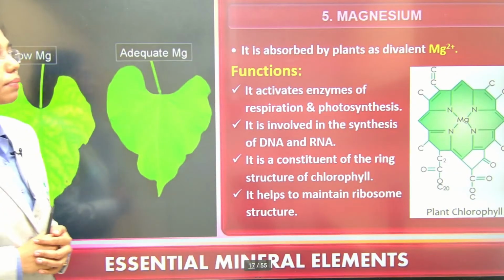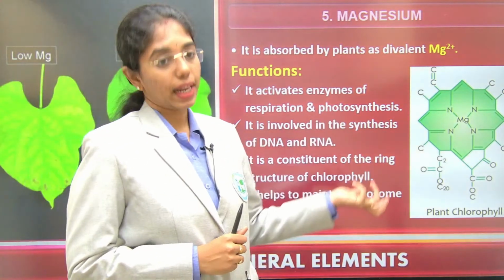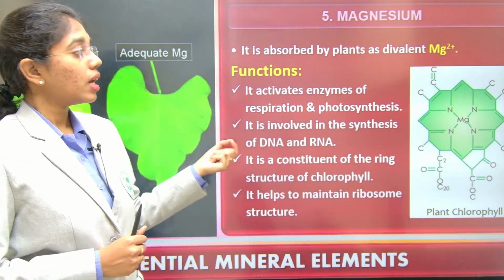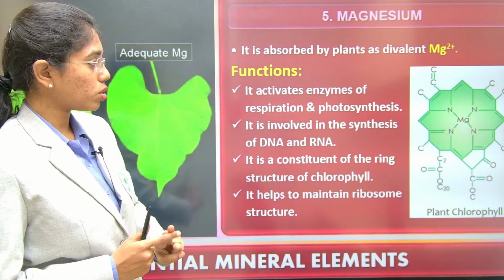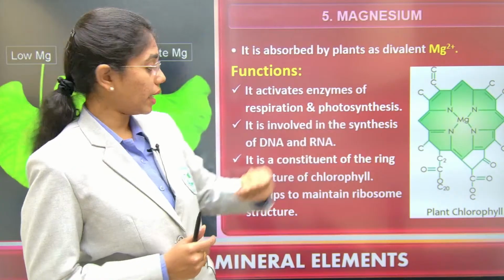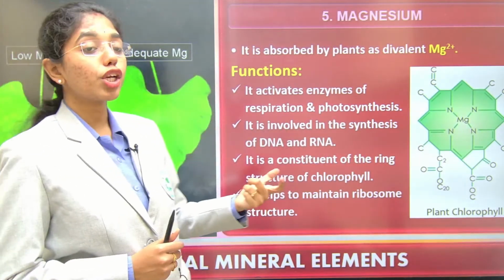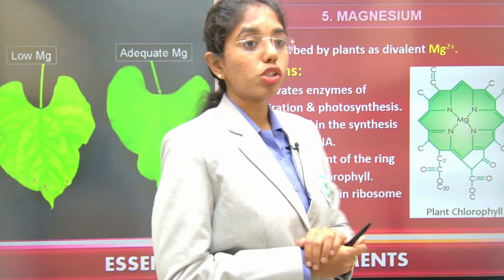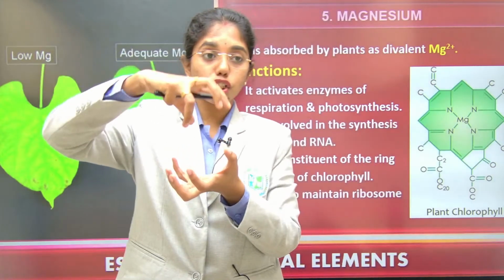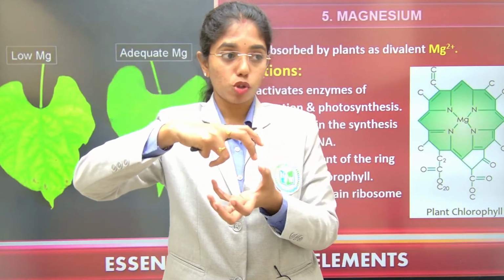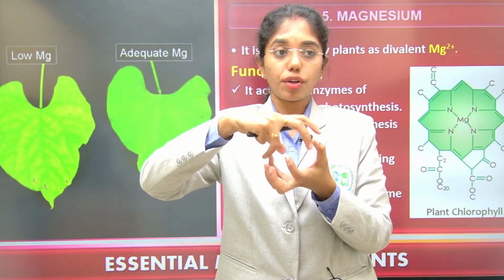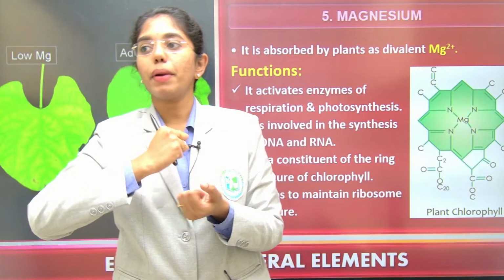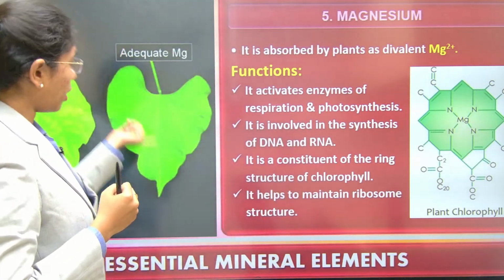Next is magnesium. It is absorbed by plants in the form of divalent magnesium ions, Mg2+. This will activate the enzymes for both respiration and photosynthesis. It is involved in the synthesis of DNA and RNA, and it is the major constituent in the ring of chlorophyll. You can also add that the concentration of magnesium ions helps in binding both the larger subunit and smaller subunit of the ribosome. The association of larger and smaller subunits of the ribosome is dependent on magnesium ion concentration. I hope this is clear for you.